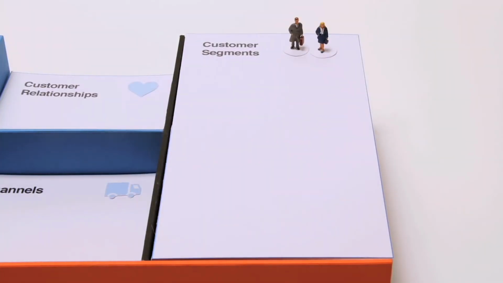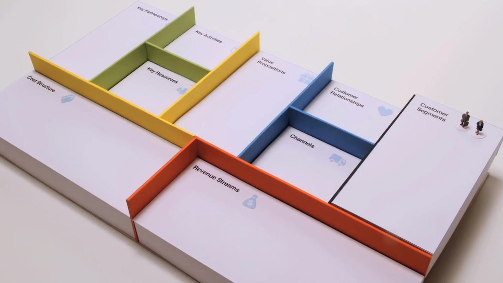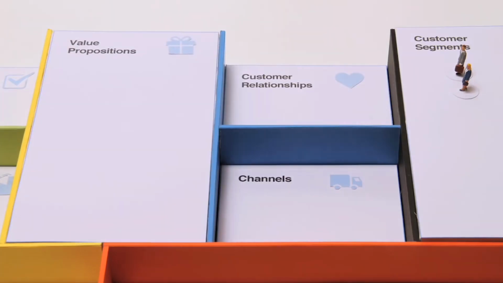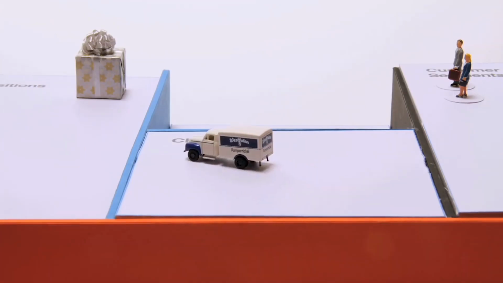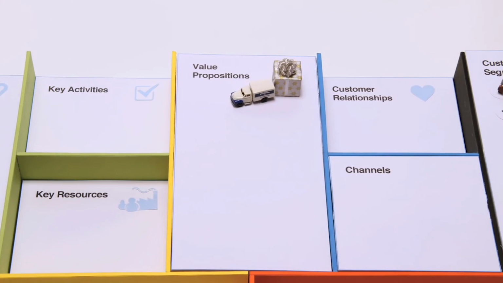These are all the people or organizations for which you're creating value. This includes simple users and paying customers. For each segment, you have a specific value proposition. These are the bundles of products and services that create value for your customers. The channels describe through which touchpoints you're interacting with customers and delivering value.